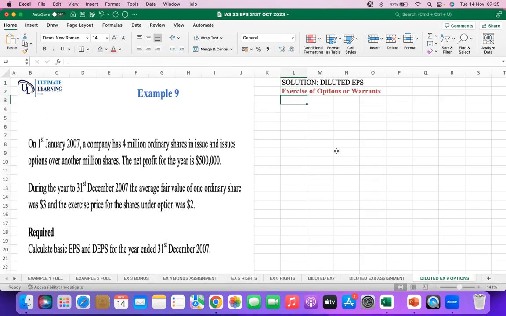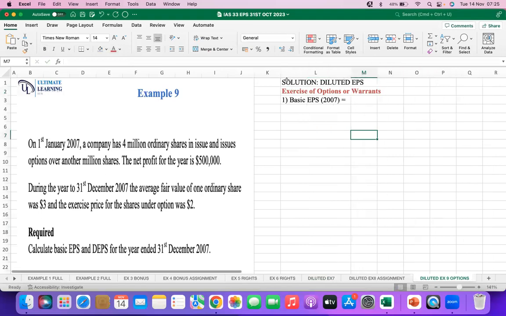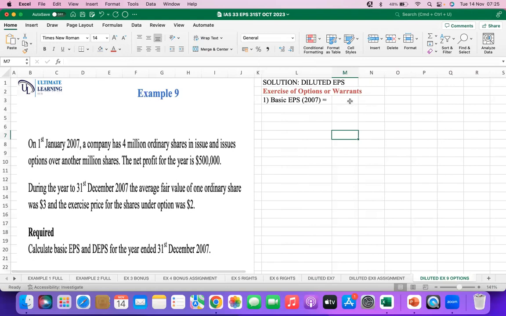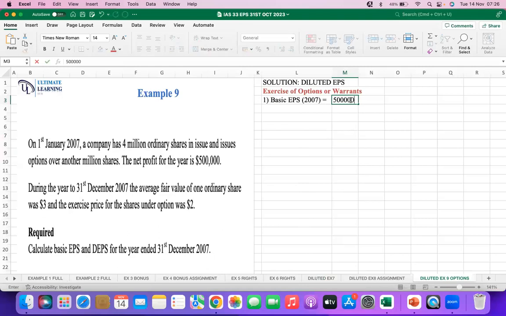I'll start with number 1, basic EPS, before I go to diluted. So our basic EPS, of course, for the year 2007, that is obvious because it's only 1 year in this question. So we need to start by calculating the basic EPS. In order to get the basic EPS, remember it was profit attributable to ordinary shareholders divided by number of ordinary shares. The profit is 500,000.